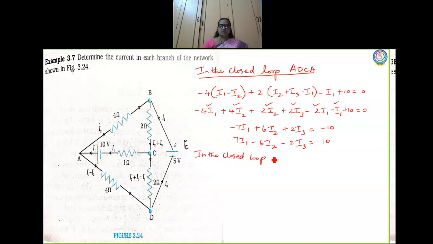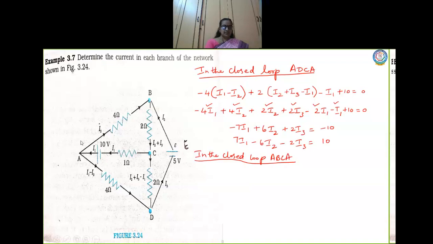So what is the closed loop? A, B, C, A. So this is the closed loop, which is ABCA. See here, go to the diagram back. A, B, C, A. Again we'll have the equation.